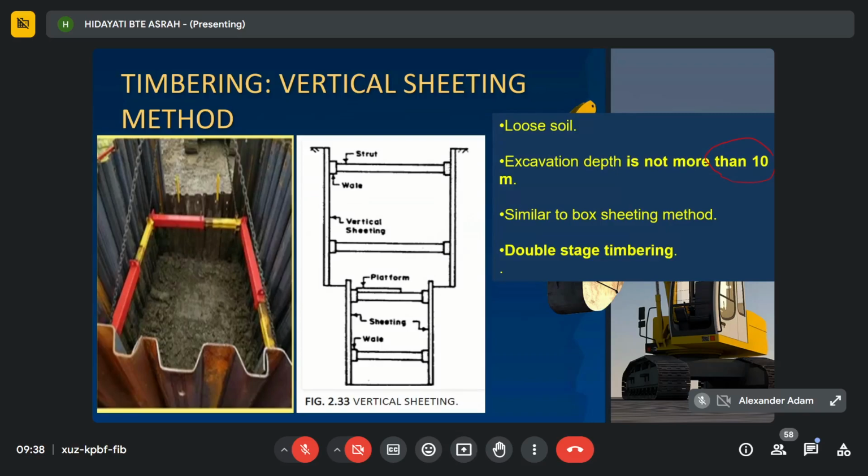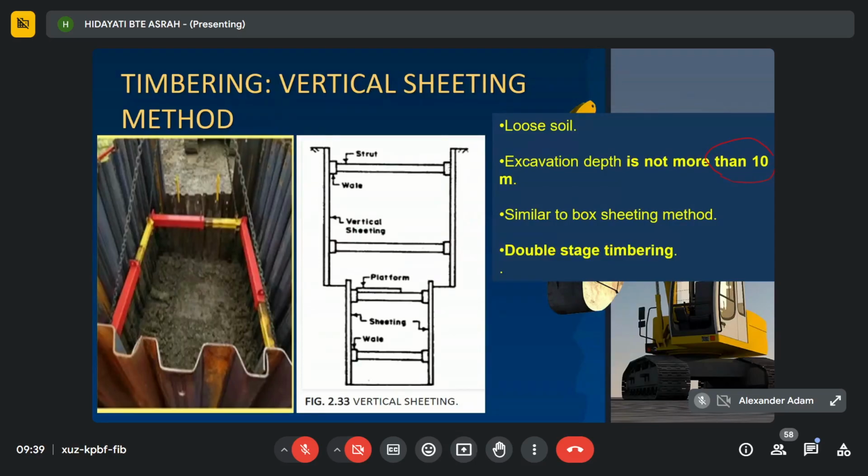In this method, it is actually similar to box sheeting. As you see here, the arrangement is similar, in the form of a box. But it is also called double stage timbering because the depth is too high, not more than 10 meters but more than 4 meters.